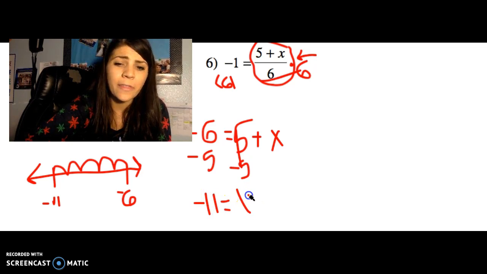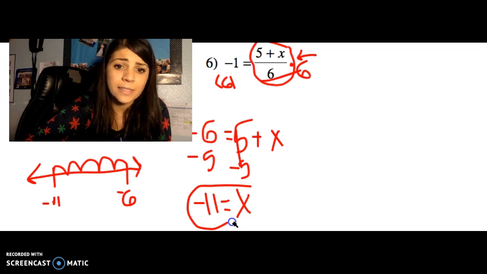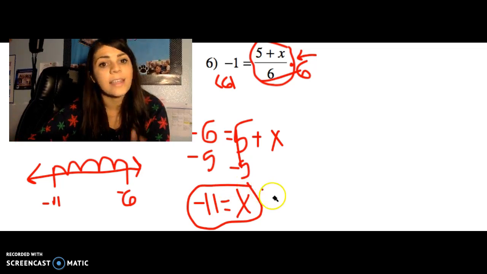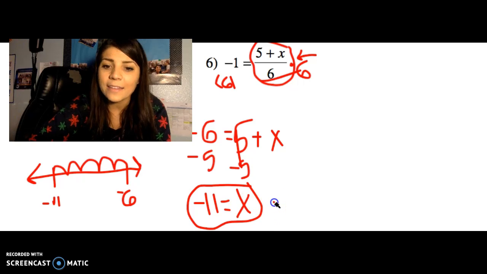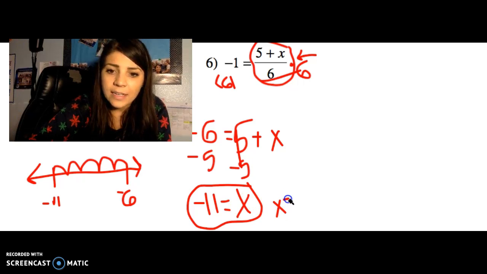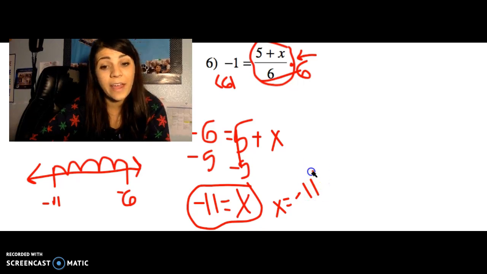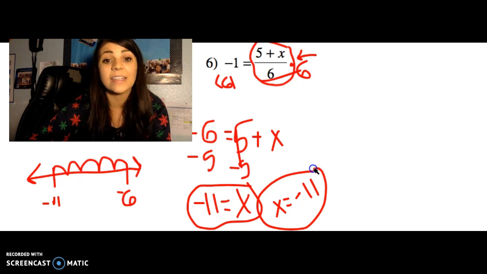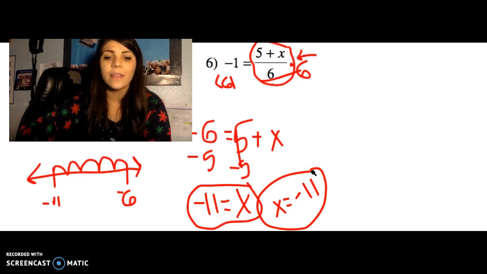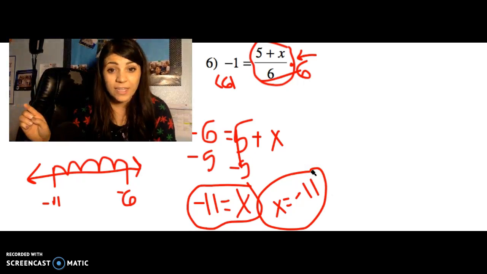Now, is it okay that the negative 11 is on the opposite side that we're used to seeing it? Yes. You can either write it like this or you can write it x equals negative 11. But no matter which way you write it, it's only counted if that 11 is a negative 11, okay? So make sure that you're watching out for those signs.